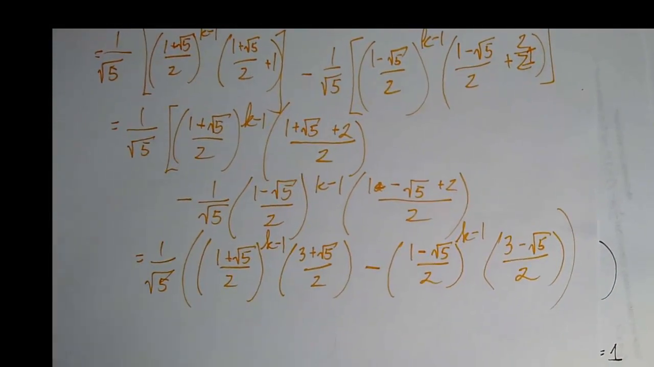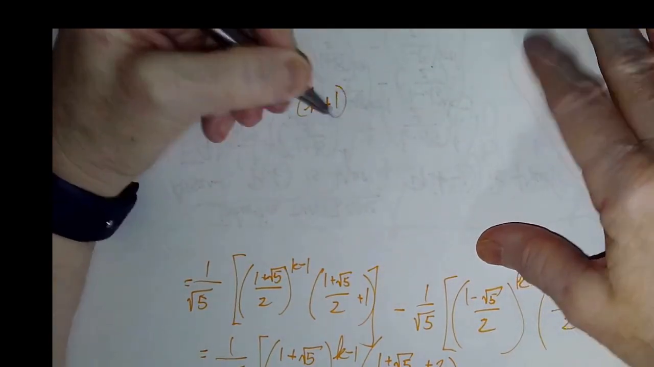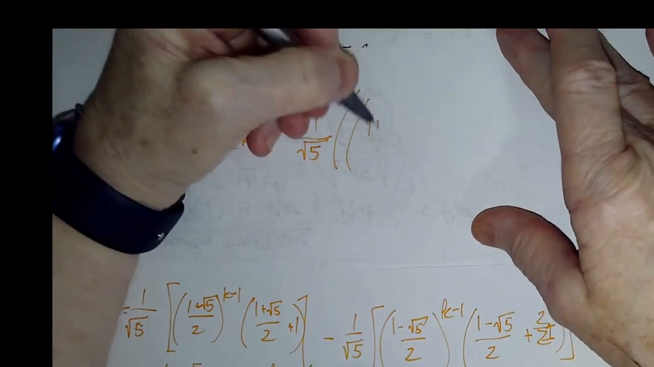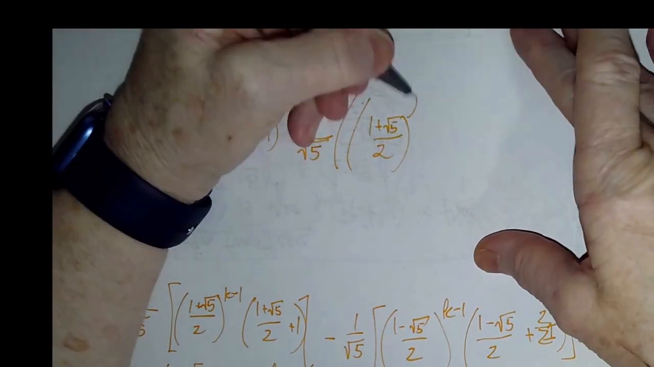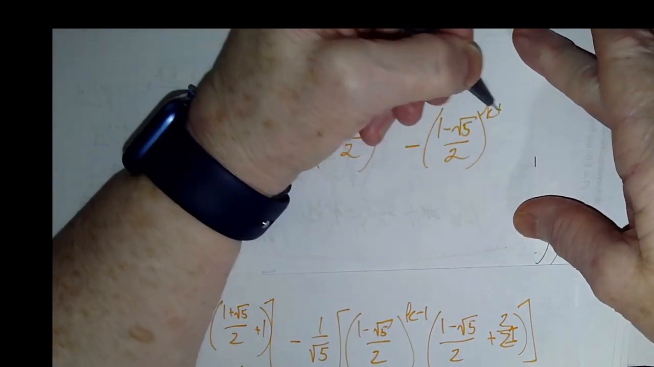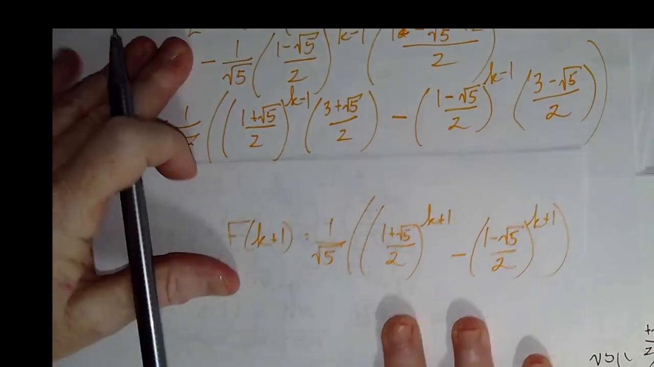And let's look at where we wrote down what f of k plus 1 looks like. I think we wrote it down somewhere. Let's see. Maybe I didn't. Let's do it now. F of k plus 1 will look like 1 over the square root of 5. This is if everything works. And then we'll have 1 plus the square root of 5 over 2 to the k plus 1 minus 1 minus the square root of 5 over 2 to the k plus 1. So the reason why I wanted to look at that is to see how far away we are from our goal.